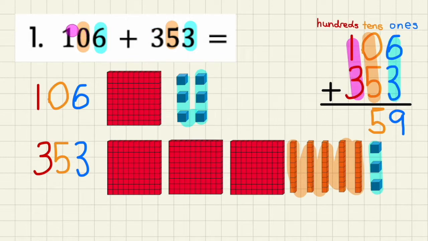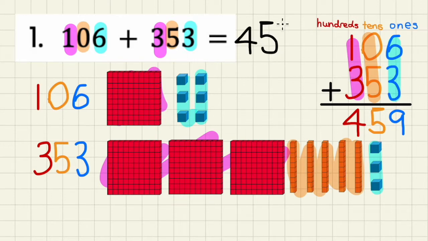And last but not least, we have the hundreds place. So the hundreds place is 1 plus 3. What is 1 plus 3? That's correct, it is 4. So our answer to this question, 106 plus 353, is equal to 459.